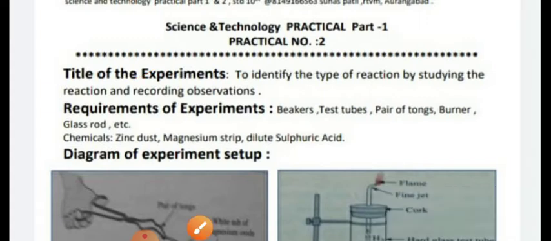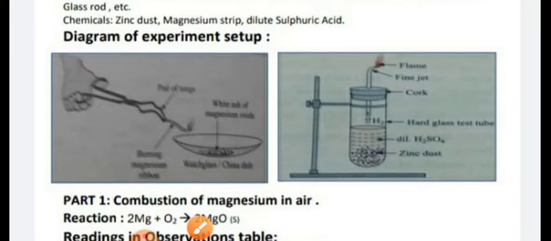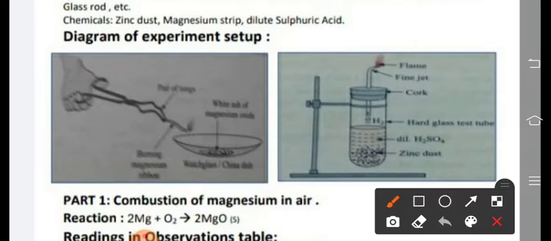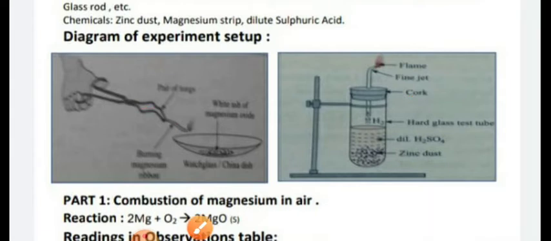Here is the diagram for the setup. With this spatula we are handling the magnesium strip, and we are giving it heat, and after heating, whatever reaction occurs, we have to observe in the video. With the next diagram you can observe a test tube and some kind of flame. Okay, so this is the diagram setup.